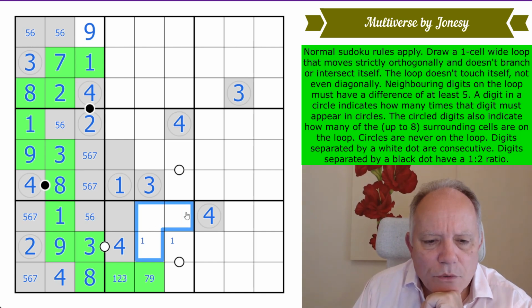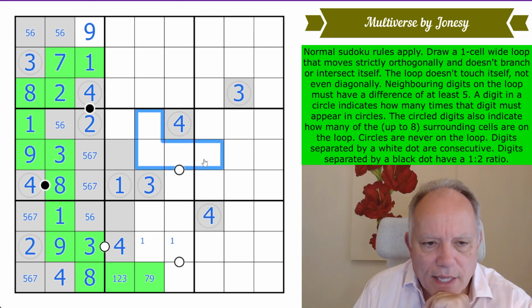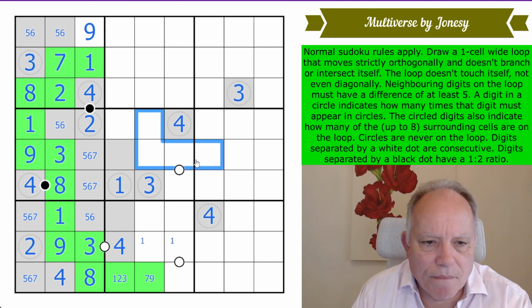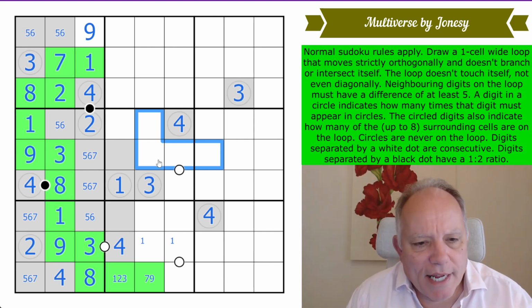That's interesting. If it was a corner here, it would then have to go up here. So that's one possible path for the loop. And the other possible path comes at least through those cells. That doesn't work for a slightly advanced reason.